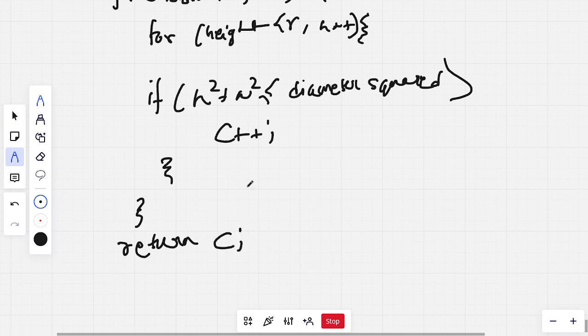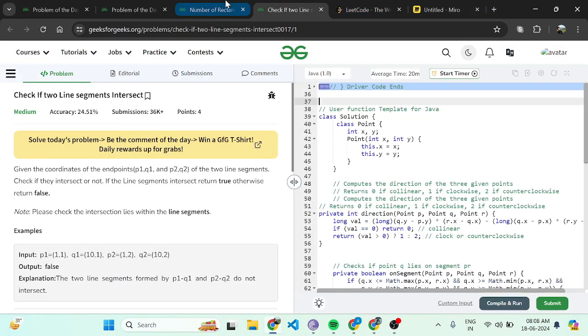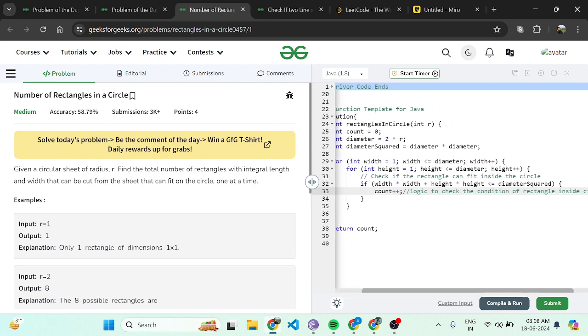So this was the explanation of a circle. Inside this we have to count rectangles. Now what we can do next is check. We have used a count function. We have taken 2 into r as the diameter. For diameter square, we have used diameter into diameter. For width, we are traversing through the width. We are traversing through the height. Now next we are checking whether the width and height square summation is less than equals to diameter square. Then we are incrementing the count. So this was the logic to check the condition of a rectangle inside a circle.